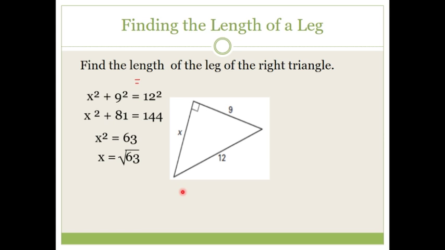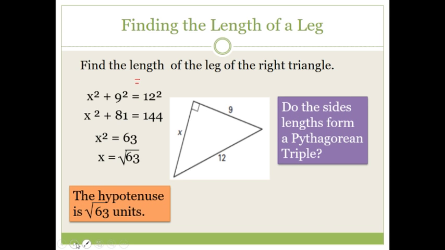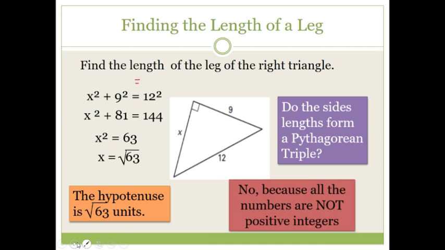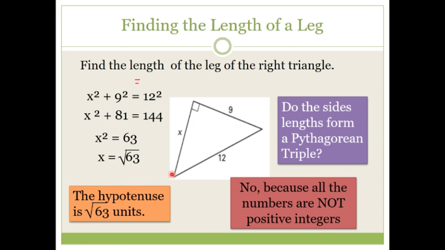And the value of 7 point something something something is less than 12. So that makes sense in this scenario because remember our longest side is the hypotenuse, and it has to be longer than the leg. So if ever you get an answer for one of your legs as being longer than the hypotenuse, then you know that you did something wrong. So next question, do these side lengths form a Pythagorean triple? Well, the answer is no, because the length of this leg is the square root of 63, and as we already saw, the square root of 63 is not a positive integer.